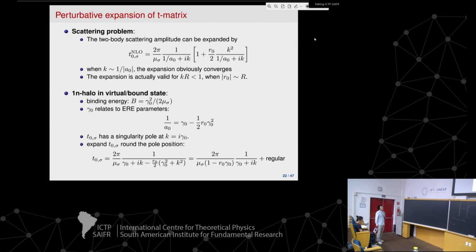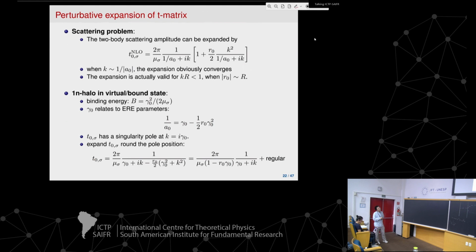After that, you can write this two-body T matrix as an order-by-order expansion. So now you have the T matrix with the leading-order part plus the next-to-leading part, including the range corrections. If you look at this form, we assume that the momentum scale of this two-body scattering is at 1 over A. So then your expansion obviously converges in this range.